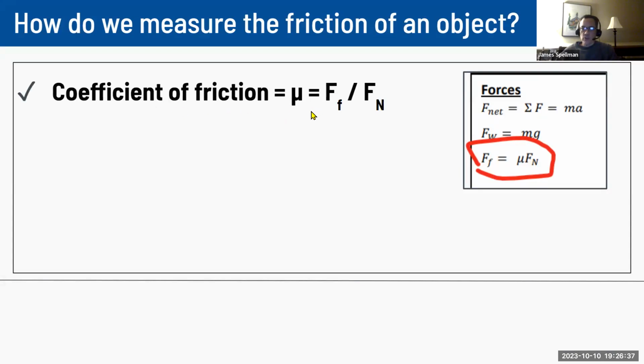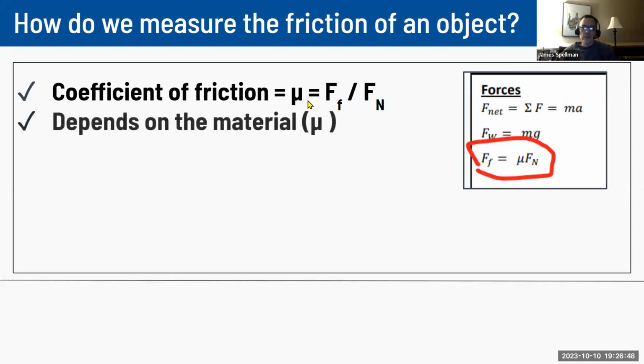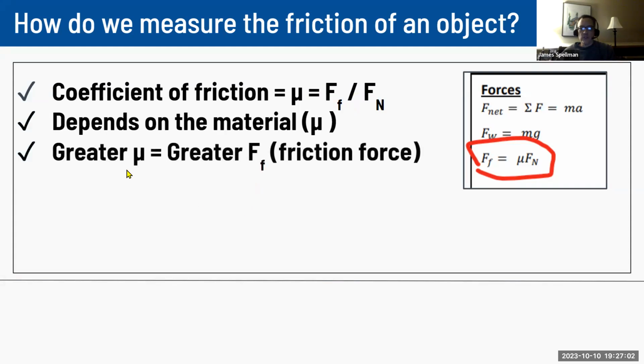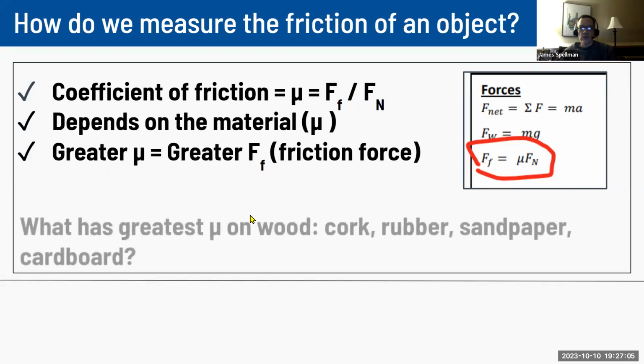And so the coefficient of friction differs for different objects. And it's simply a ratio of the frictional force that it has divided by the normal force, which is the weight. Basically, what this means is the bigger this value is, the more friction it's got. Because again, the mu is going to be proportional to the frictional force. So if it's harder to move something, then this value is going to end up being higher. So again, depends on the material. The greater the mu, the greater the frictional force.